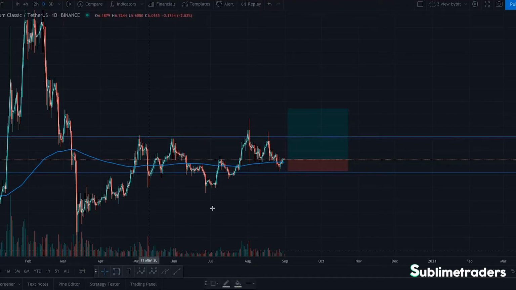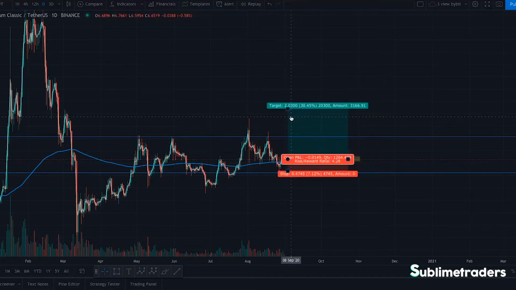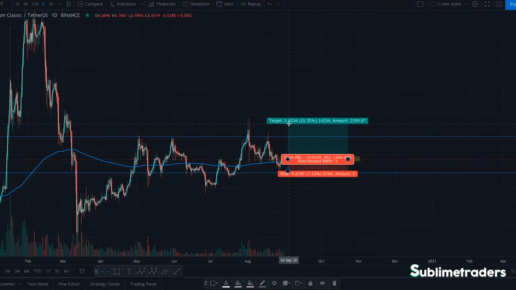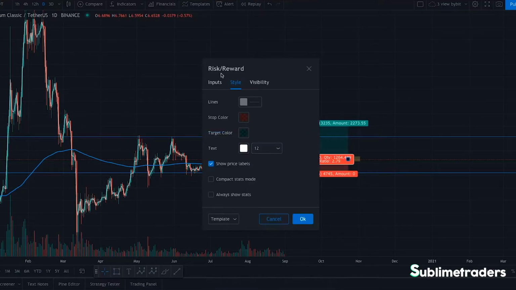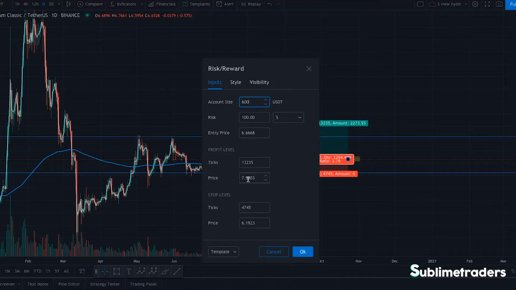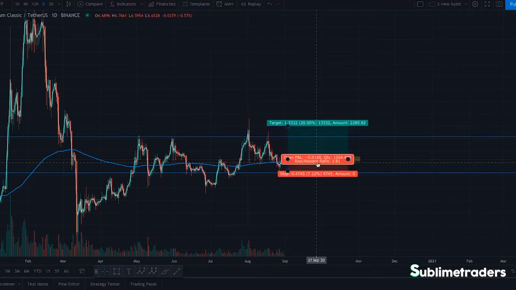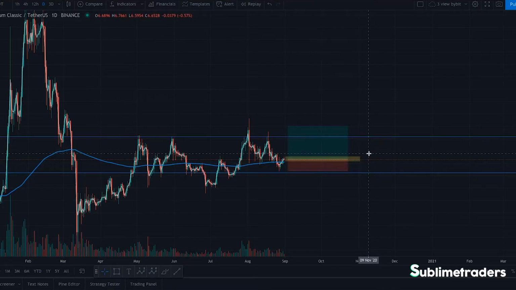Let's insert a range, because we should have a range for our entries. So an entry about this level, and the potential take profit at about this level, which is 8. So trading like this would mean we have a 2.81 risk reward ratio.